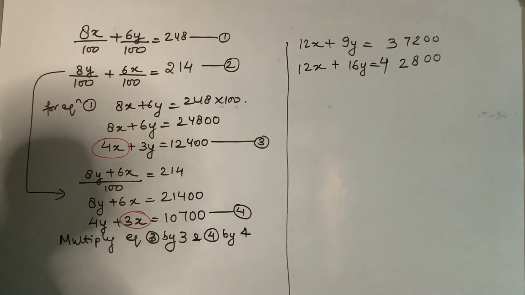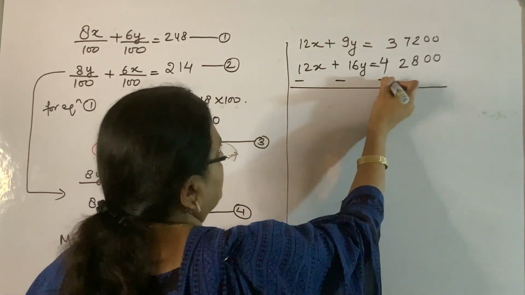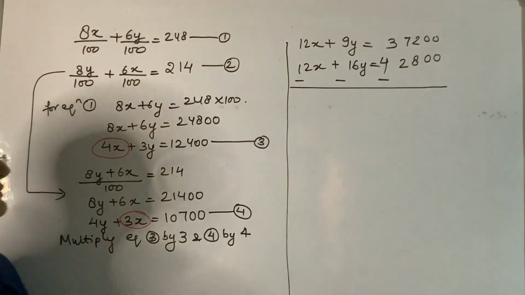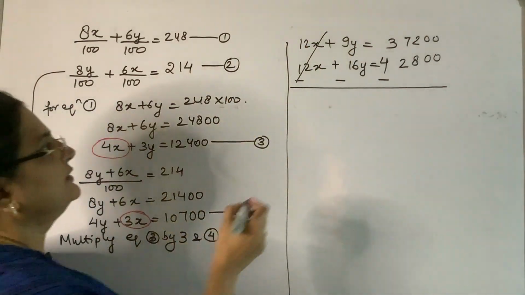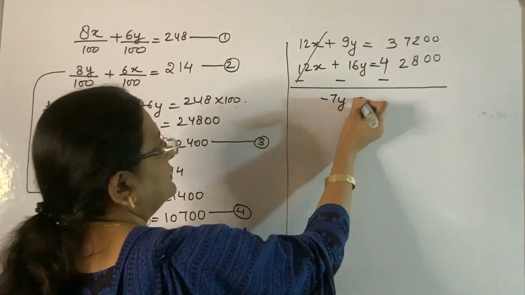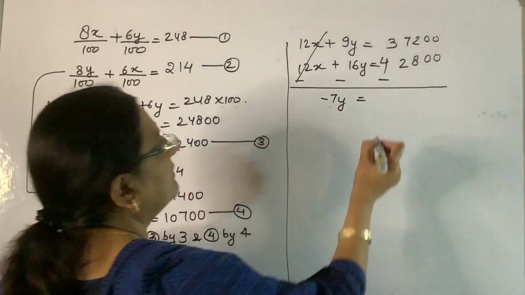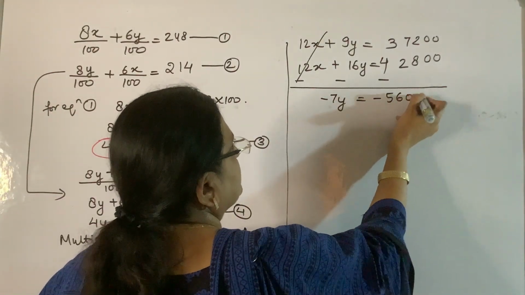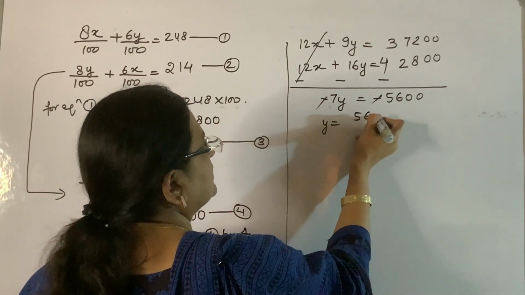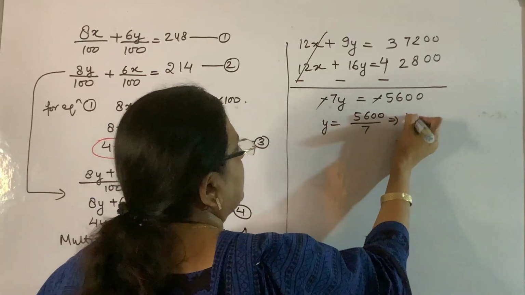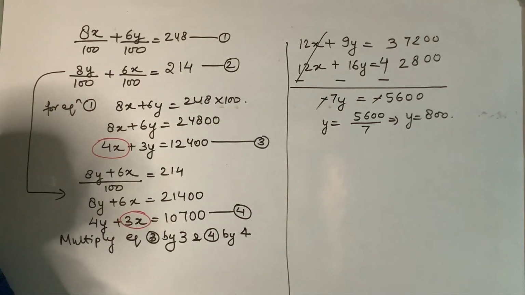42800. Now in order to eliminate, what do we do? Subtract both the equations. When you subtract both these equations, this gets cancelled out and you are left with minus 7y is equal to, please calculate. So you will get minus 5600 over here. So y will be equal to 5600 upon 7. So y will be equal to 800. So the first answer you've already got.